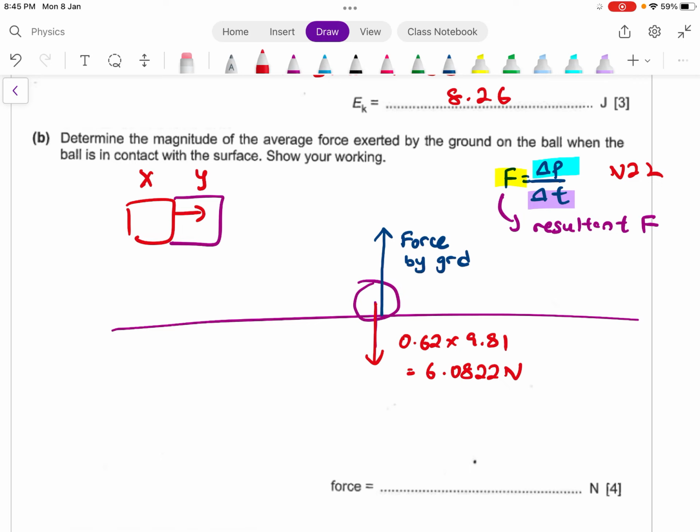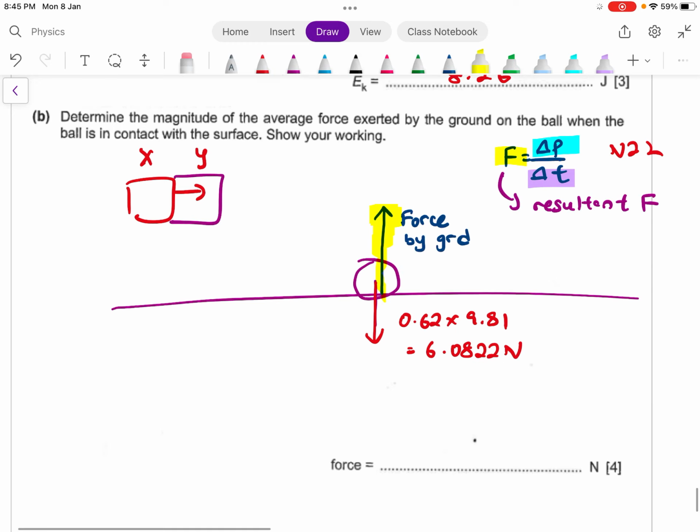But if we are talking about vertical collision, so for example, let's just say we are talking about the ball hitting the ground, the resultant force, I cannot just say that the resultant force is this thing, because we must also take into account the weight of the ball. Then things will be a bit different already. Alright, so let's do the calculation.